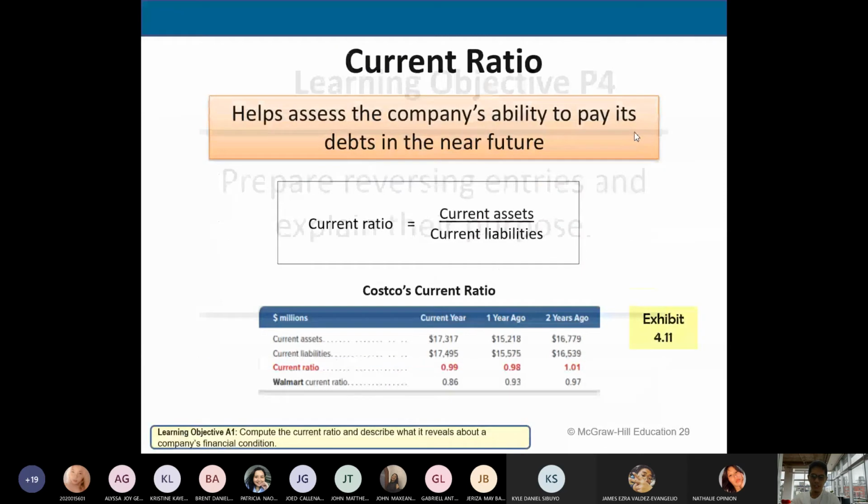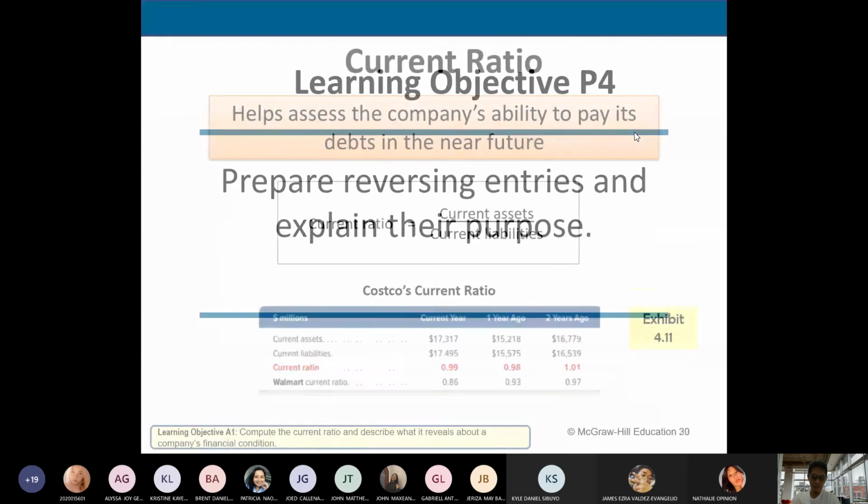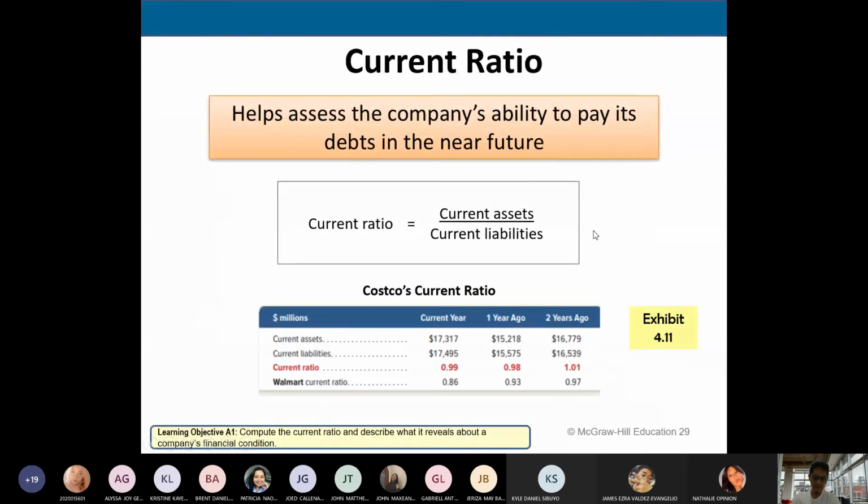So, hindi natin di-discuss to, no? Medyo ibang topic to. Okay? Ibang topic, pero i-present ko lang sa inyo. Current ratio helps measure the company's ability to pay its debts in the near future. No? So, ang computation natin ng current ratio is the total current assets over current liabilities.